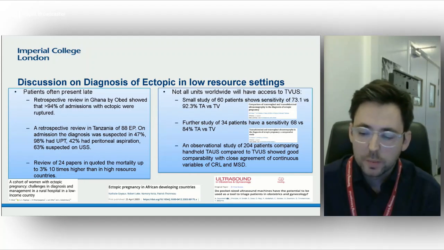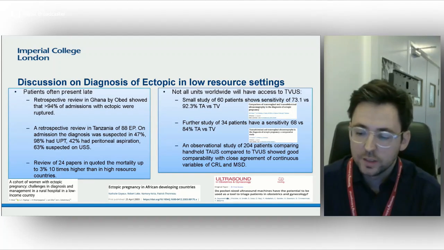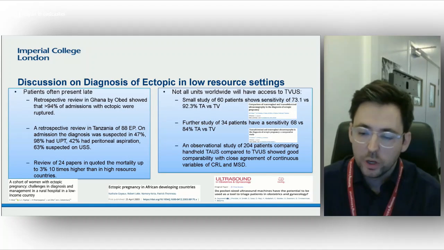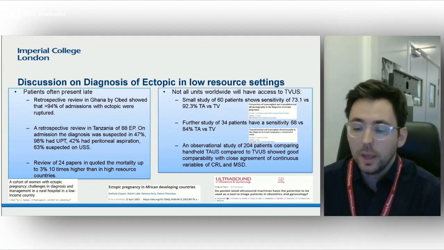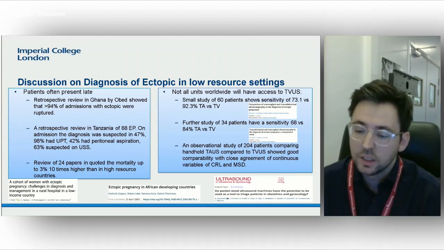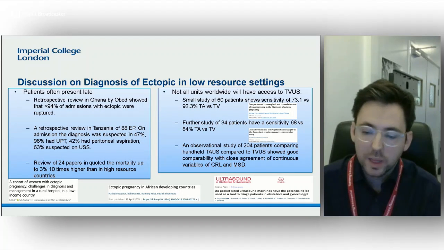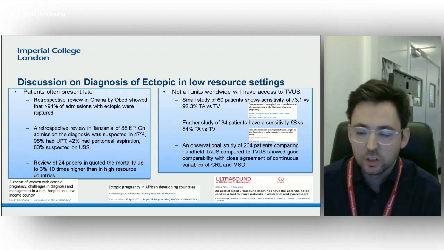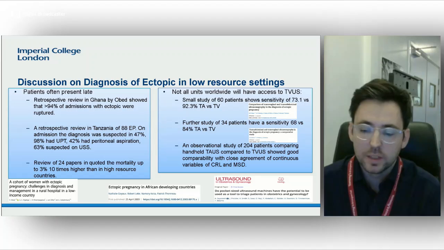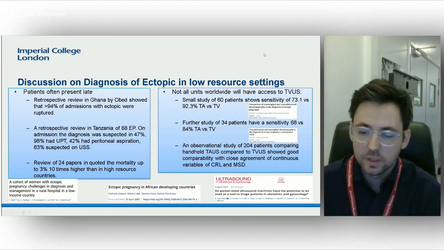And studies have also compared transvaginal and transabdominal examination, which, although they show that transvaginal has better sensitivity, show that transabdominal still has a good sensitivity for picking up hemoperitoneum in the context of a positive urine pregnancy test. There was also an observational study done by our group here, which looked at patients having a transvaginal scan versus a handheld Doppler, which showed good comparability and close agreement, especially looking at CRL and mean sac diameter.